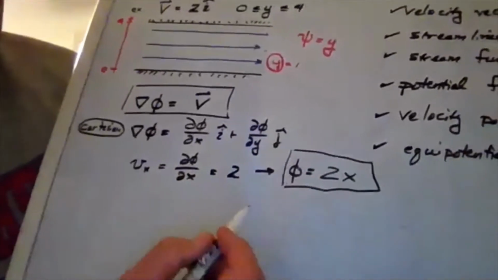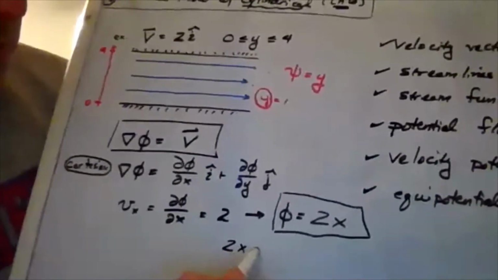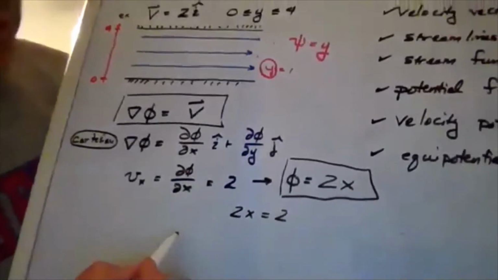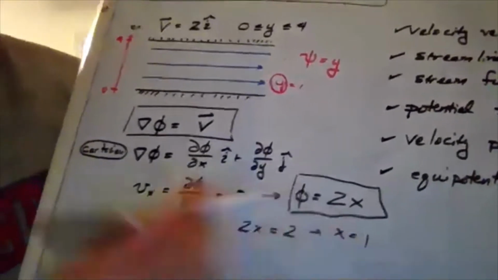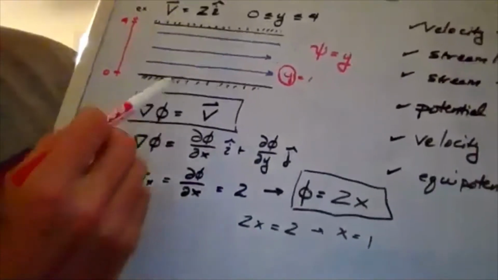So let me just give an example really quickly. 2x is equal, let's pick the easiest number possible, 2. So what would that look like? That would be equivalent to the equation x equals 1. And what does x equals 1 look like? Well, that is a vertical line through x equals 1.